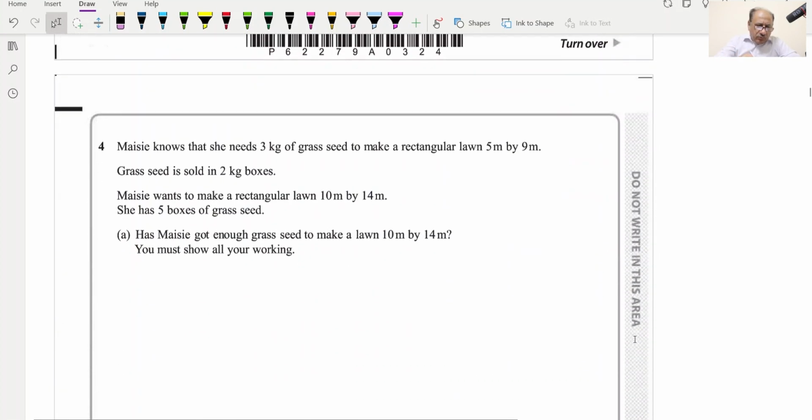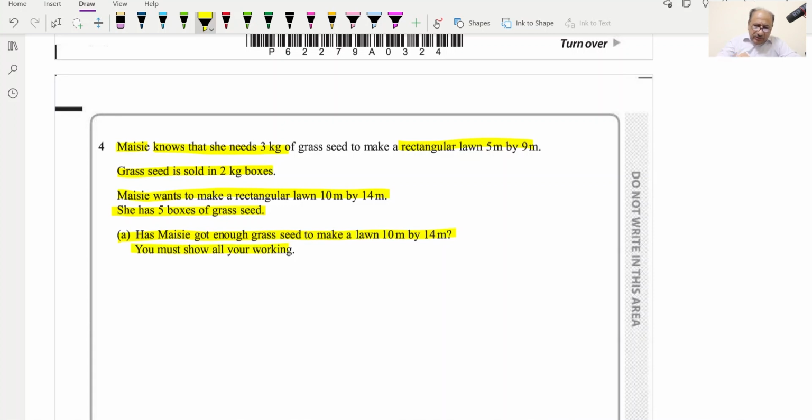Now question number 4. Question number 4 says Messi knows that she needs 3 kg of grass seed to make a rectangular lawn of 5 meter by 9 meter. Grass seed is sold in 2 kilogram boxes, and she wants to make a rectangular lawn 10 meter by 14 meter. She has 5 boxes of grass seed. Has she got enough grass seed to make a lawn 10 meter by 14 meter? You must show all your working.